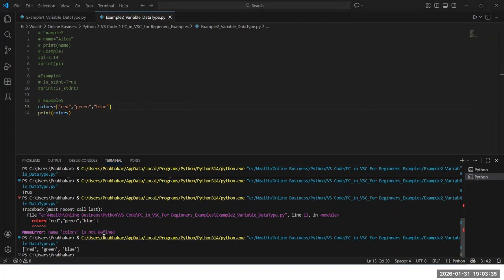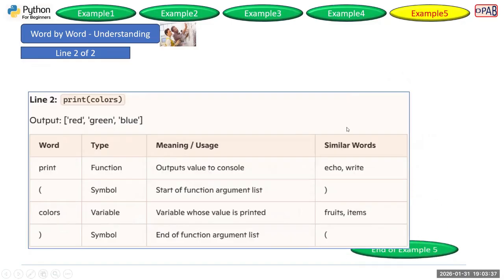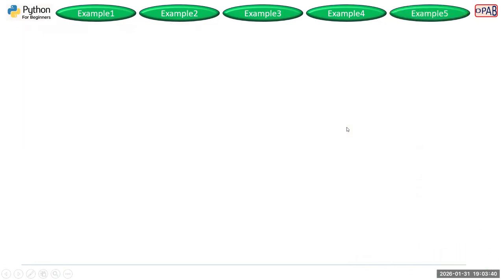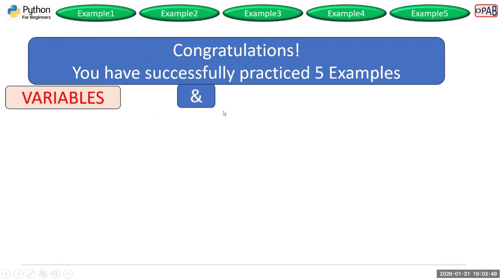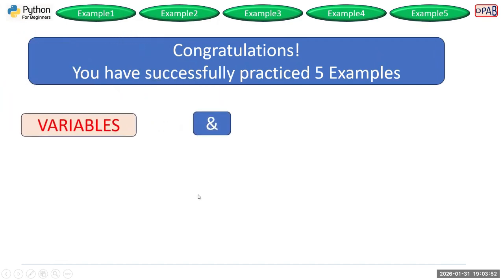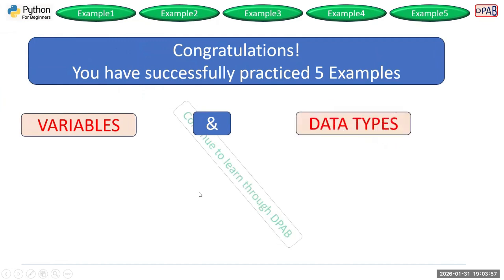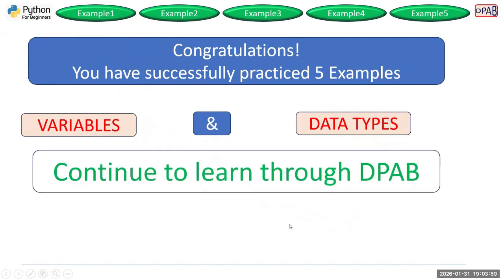So with this, all 5 examples we have executed and completed this video. So all the 5 examples are completed. Congratulations, you have successfully learned about these 5 examples on parameters, variables, concepts, variables and data types. Right. So continue to learn through my channel DPAV, whether it is Microsoft Excel or macros or VBA or Python. These are the things I'll be continuously putting videos on.